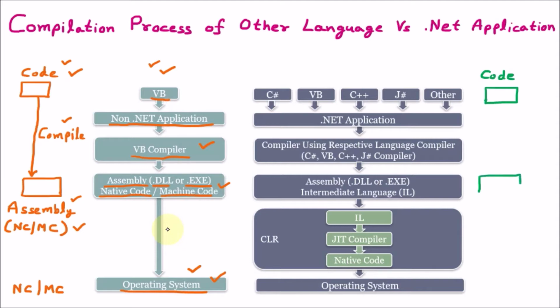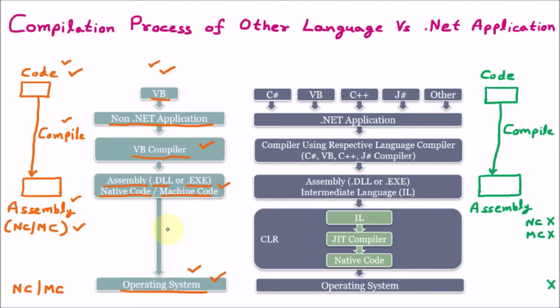So let's say this is again the assembly which is going to be created here. If my code is compiled, it will now be converted to the assembly. But the interesting thing about .NET is that this assembly is not native code. It is not machine code, because we know that machine code and native code are the same. So this assembly is not machine code, which means it cannot run on the operating system directly.